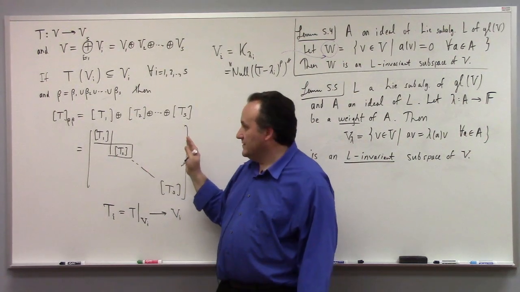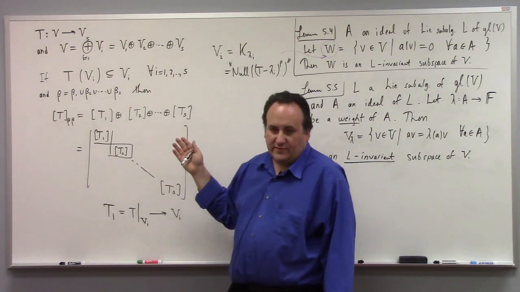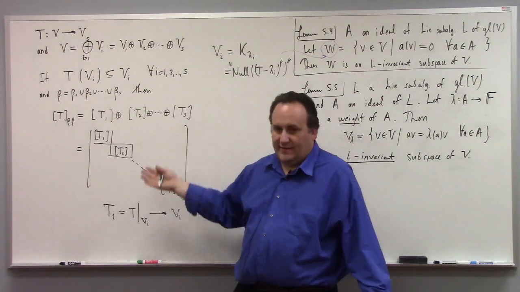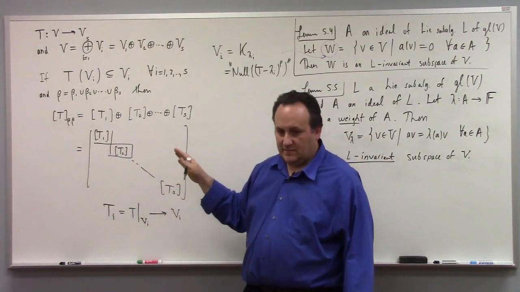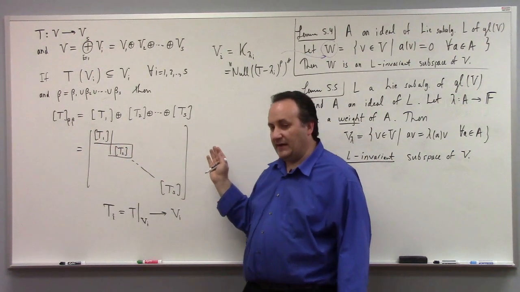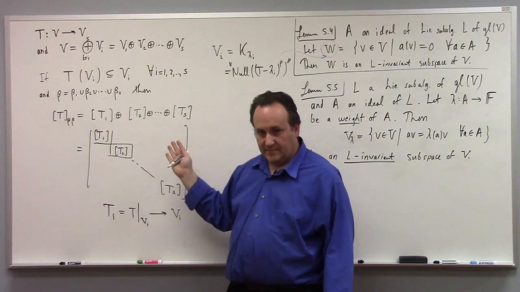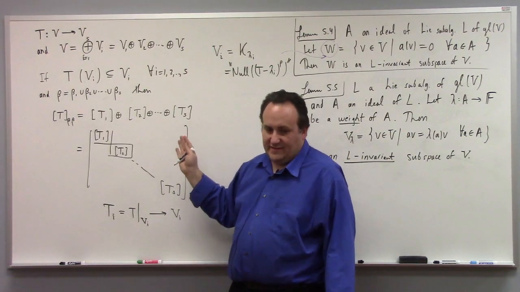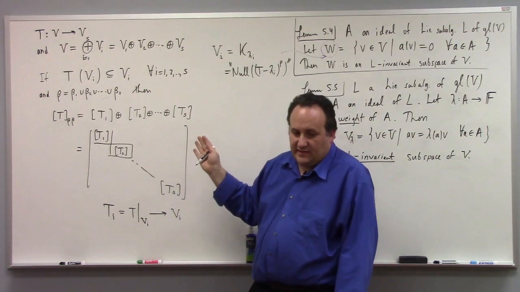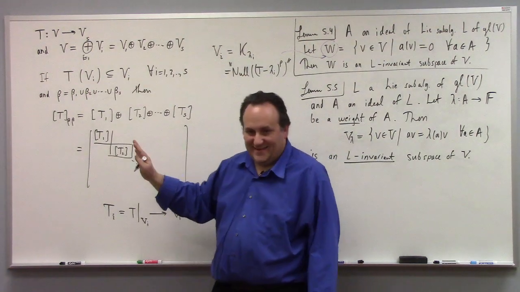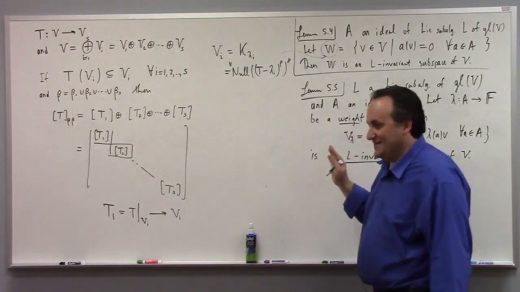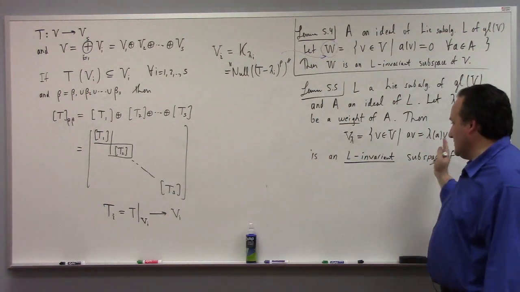The most dramatic example of this is when the blocks are all one by one, in which case you've actually simultaneously diagonalized the two operators. But this is better than simultaneous diagonalization because it doesn't have to quite be that. It's simultaneous blocketization. That's the idea here.